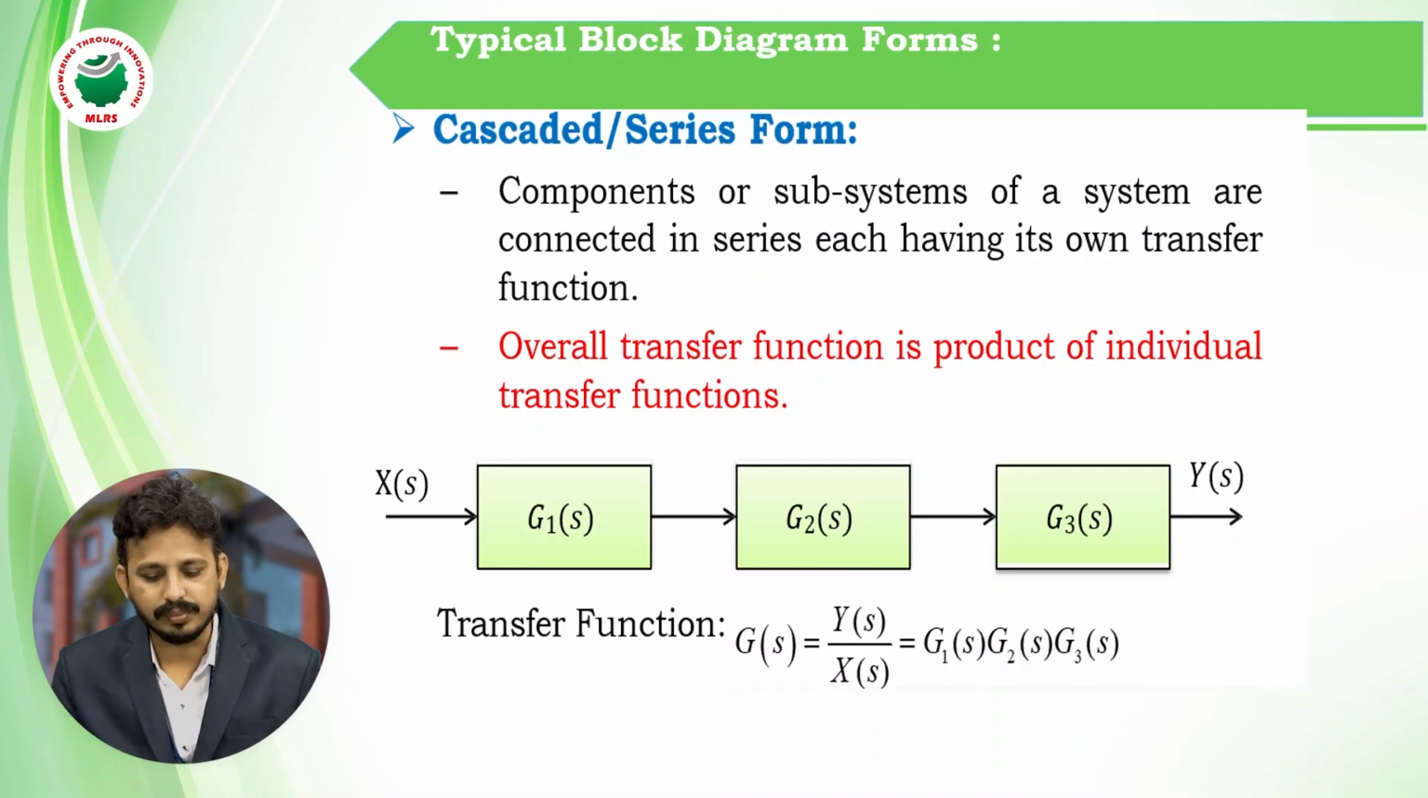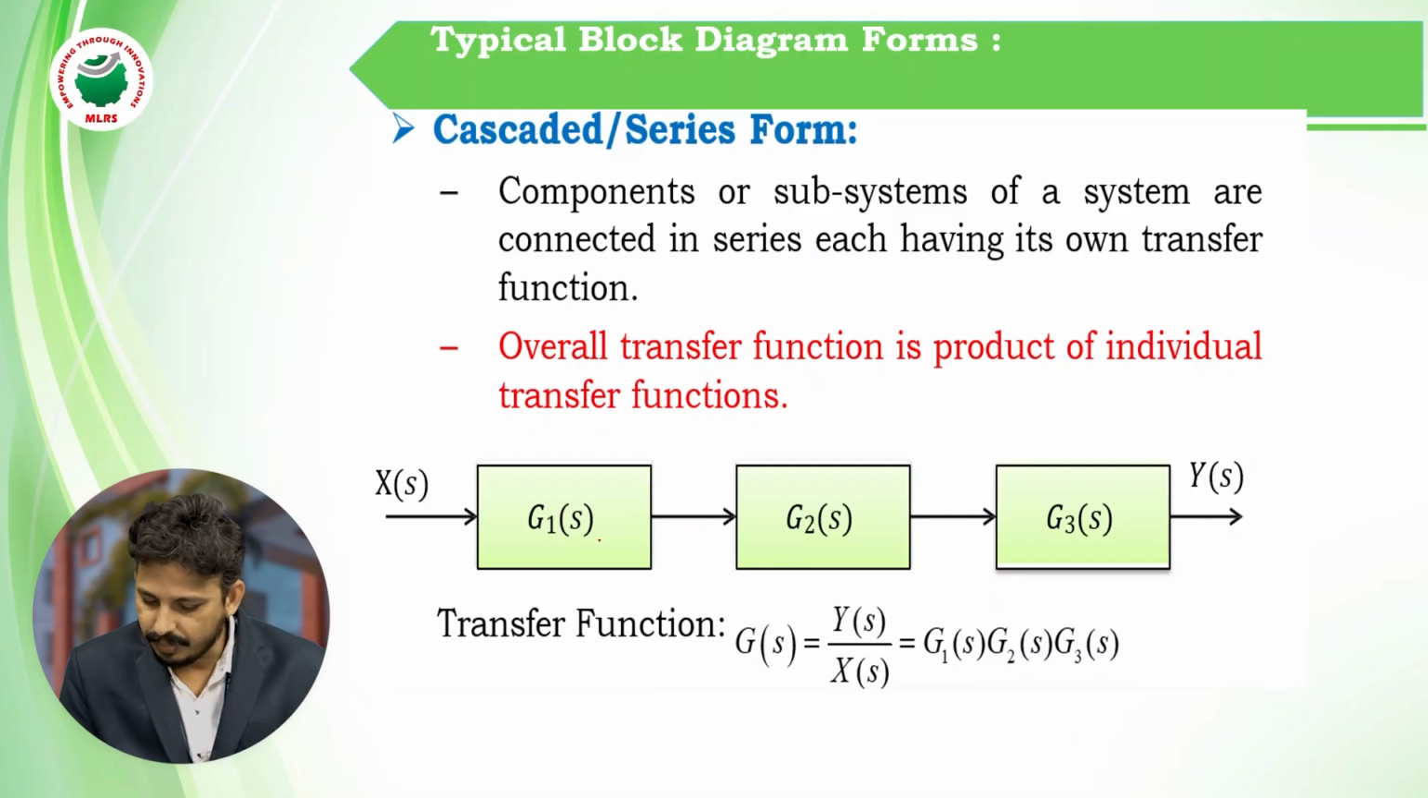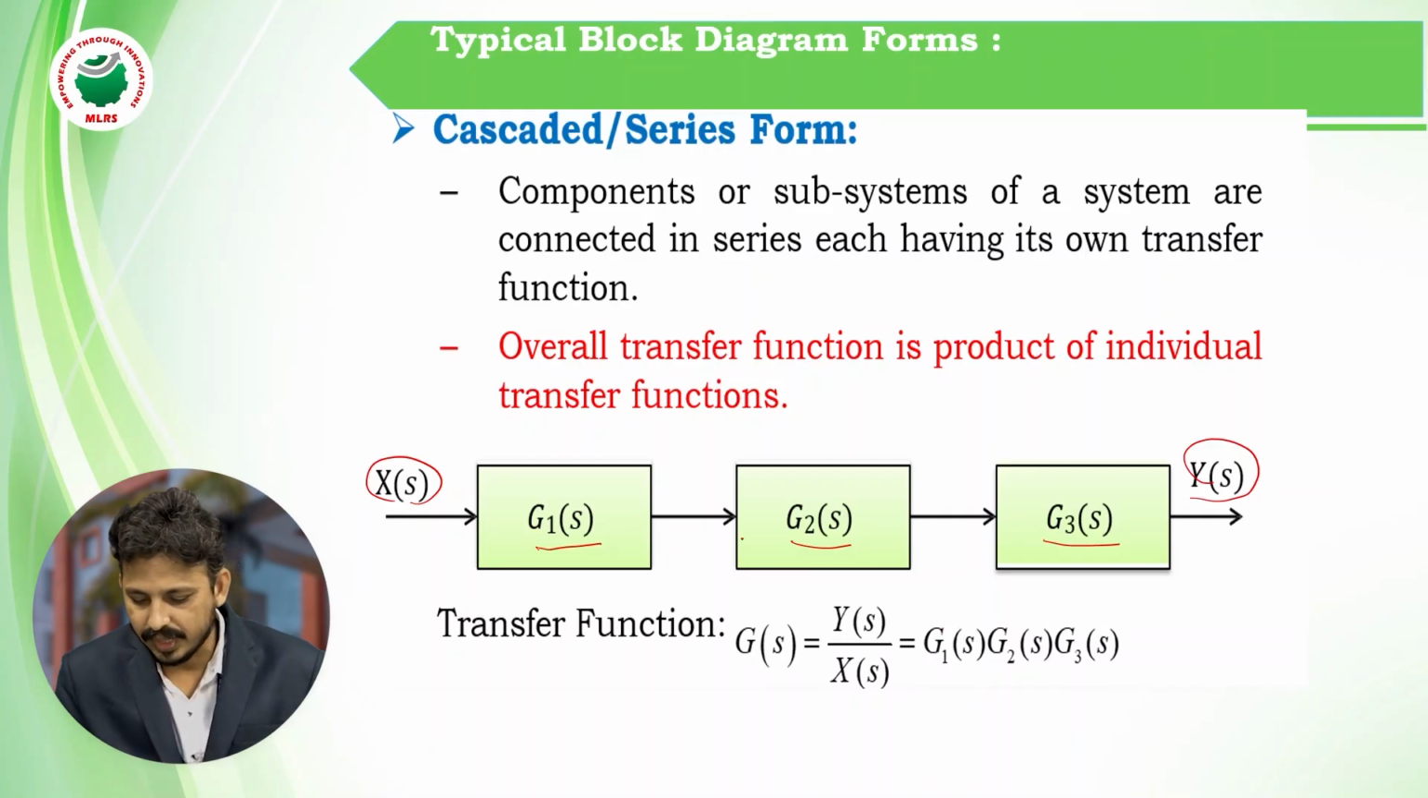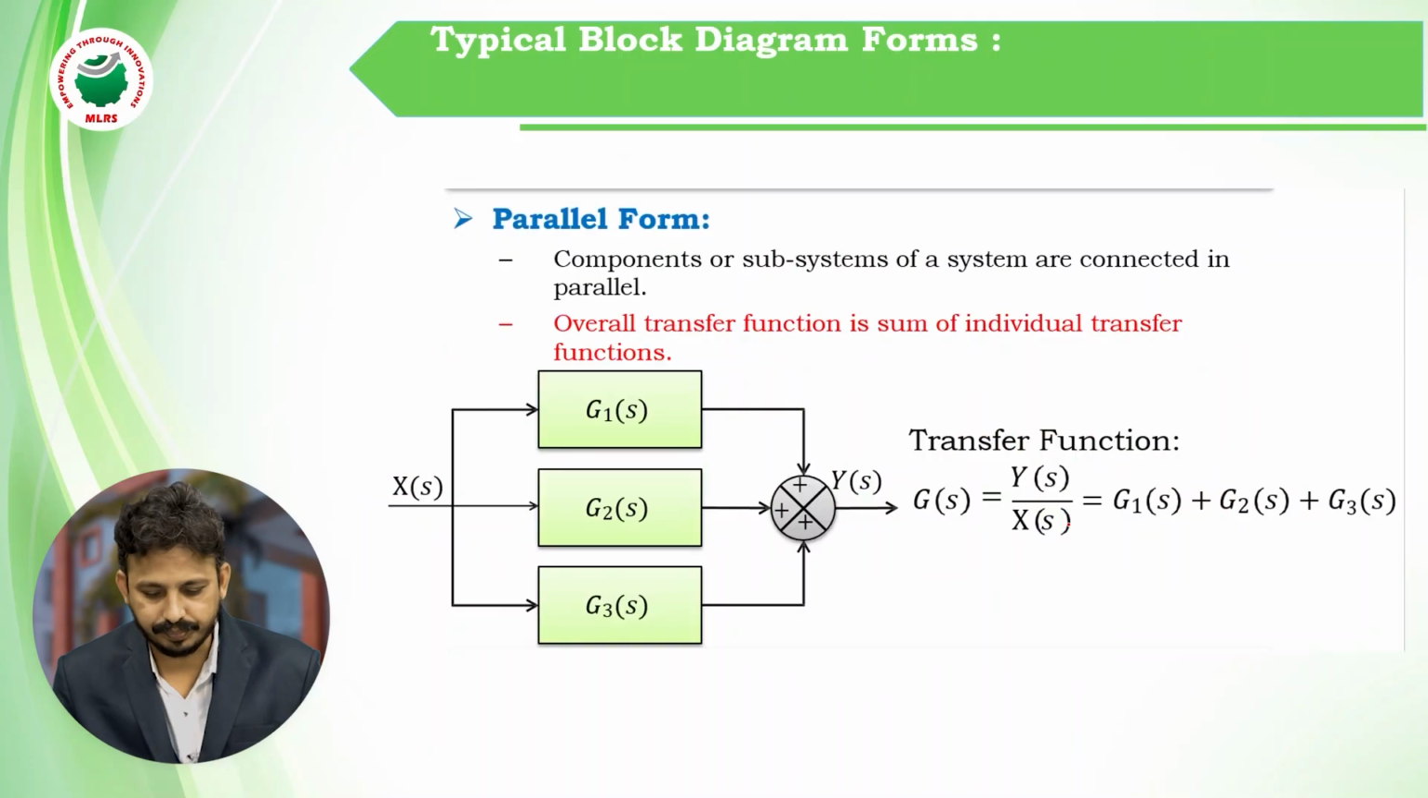Typical block diagram forms. First one is cascade or series connection. The components or subsystems of a system are connected in series, each having its own transfer function. The overall transfer function is the product of the individual transfer functions. For example, there are 3 blocks connected in series, in cascade form: G1 of S, G2 of S and G3 of S. So the overall transfer function, output by input, Y of S by X of S, is equal to the product of the 3 blocks: G1 of S, G2 of S and G3 of S.